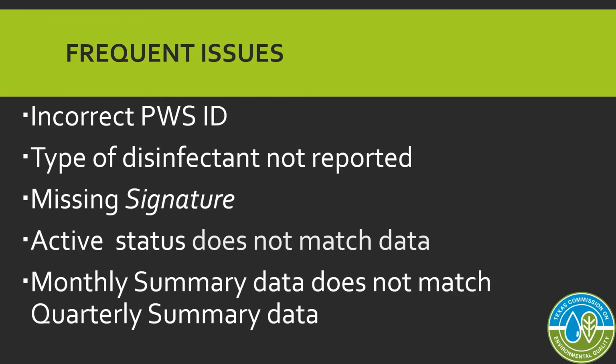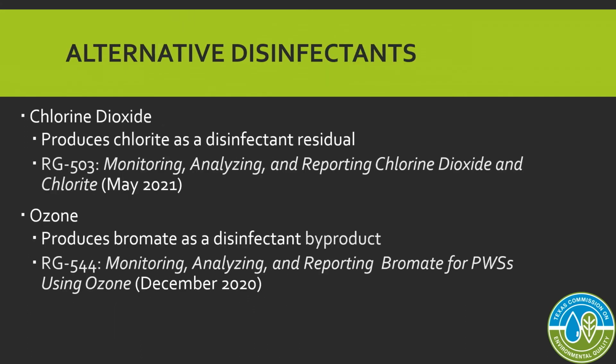Missing signature, it's not going to count as an official copy till it's signed off on by an operator. Yeah, and like I said, you just want to make sure that the calculations make some logical sense. If your quarterly average is higher than any of your monthly averages were, that math isn't mathing.